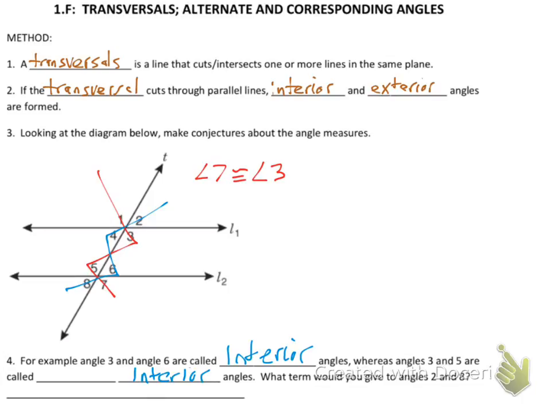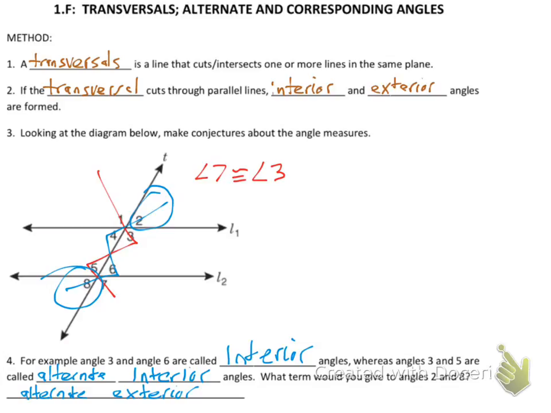Second word is interior. 3 and 5, they're interior angles, but they're on the opposite sides of the transversal. Does anybody know? We don't use opposite, we use alternate interior angles. And if we call 3 and 5 alternate interior, what do you think we call 2 and 8? 2 is way out here, 8's way out there. They're also alternate, right? They alternate between one side or the other. So that's still alternate. But it's not interior, it's exterior.